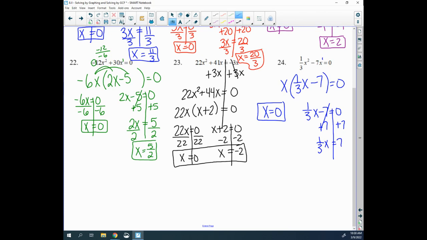How do you get rid of a 1/3? How do I undo multiplying by 1/3? Multiply by the reciprocal. You may have said divide by 1/3, which is not wrong, but remember to divide by a fraction, we multiply by the reciprocal. So if I flip 1/3 upside down, I get 3/1. These cancel, and 7 times 3 is 21.